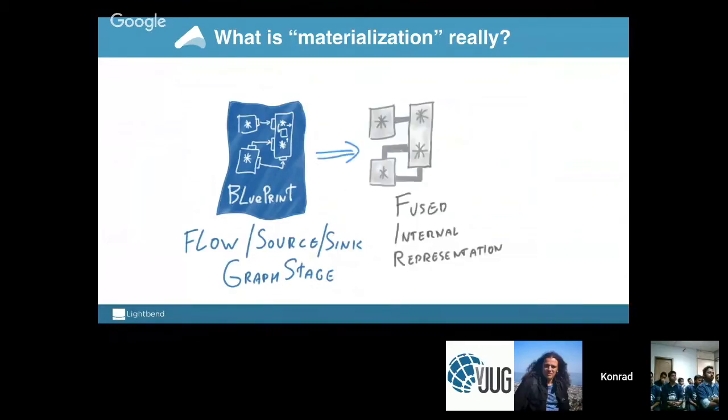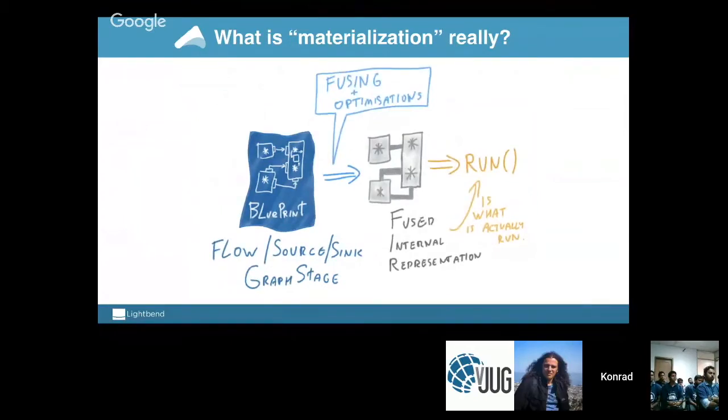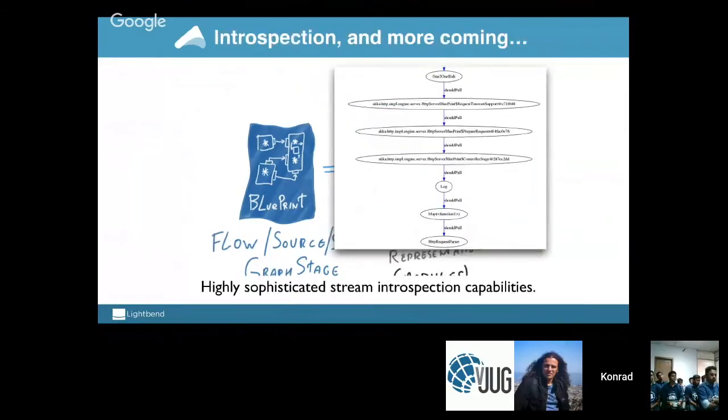We have a blueprint, and when you call run, we can fuse it, we can interpret it, we can optimize it, and then it actually runs. So we have a full graph description of all of your stages and how they connect and what they do, and then we can emit an optimal version of it. This also allows us to have very nice introspection capabilities without having to hack them in, right? Just by dumping this blueprint into a dot format, we have this nice graph. That's nice for development, but we're actually working on something that would do that for graphs running in production.